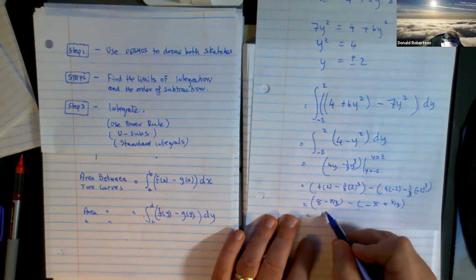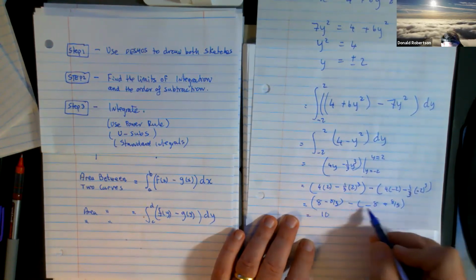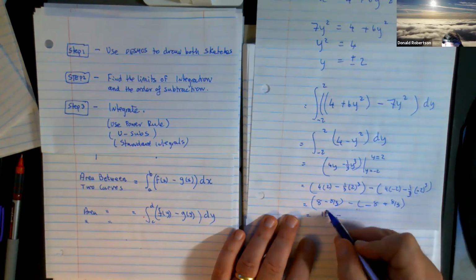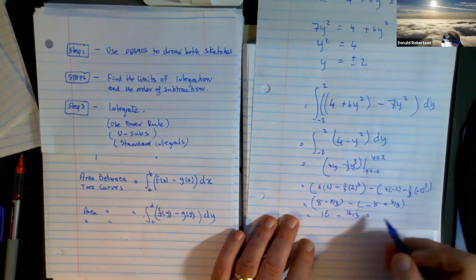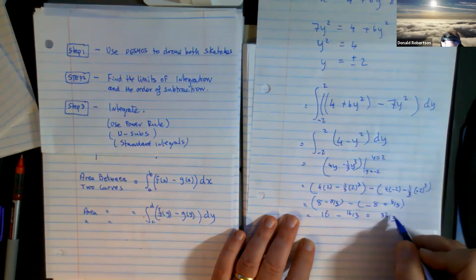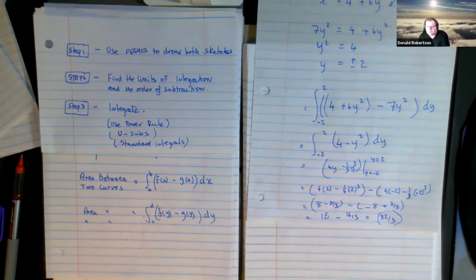What does that get me? It gets me 8 and 8 is 16, and -8, take away that, take away 16/3. 48, take away that guy. I believe the answer, you can check it later, is 32/3.